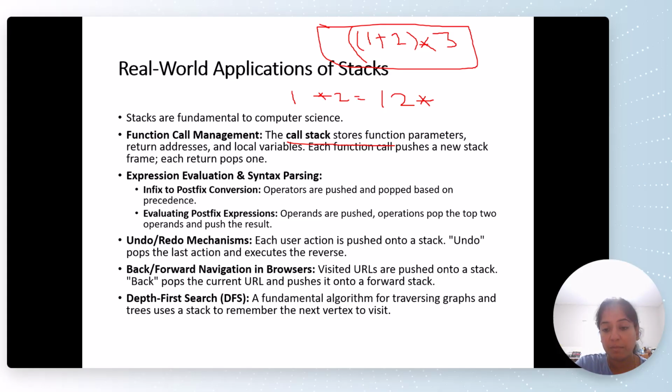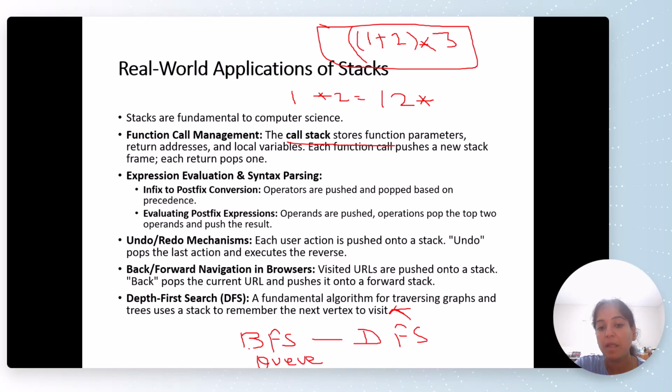Back and forward navigation in browsers, again, all the URLs are stored temporarily in the stack. Depth first search, when we talk about trees, is a traversal algorithm. We use BFS and DFS, breadth first search and depth first search. In case of depth first search, we use the stack, whereas in case of BFS, we use the queue. These both are graph traversal algorithms.